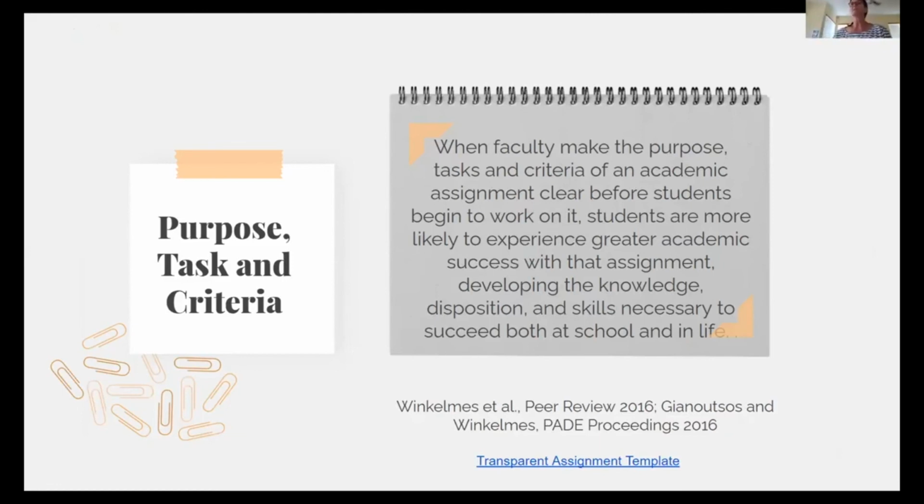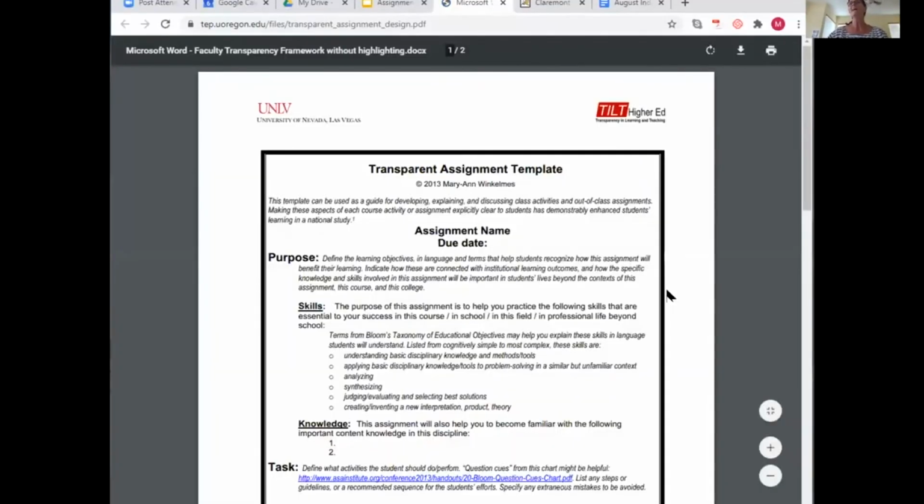Purpose, task, and criteria. So I said I was going to give you a template. When faculty make the purpose, the tasks, the how, and the criteria clear, students do better. There's plenty of research about this. But often people go, well, I don't know how, like, how do I do that in a transparent way? So this template, which you now have in these slides, is very helpful. I won't spend time on it because we're running out of time, but it basically gives you a template to put your assignment into.